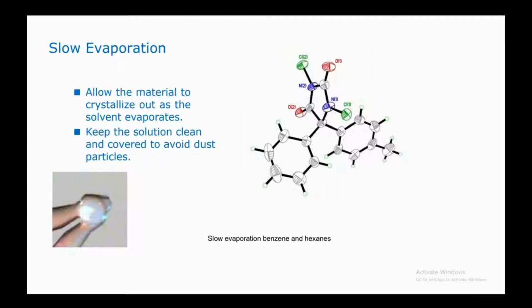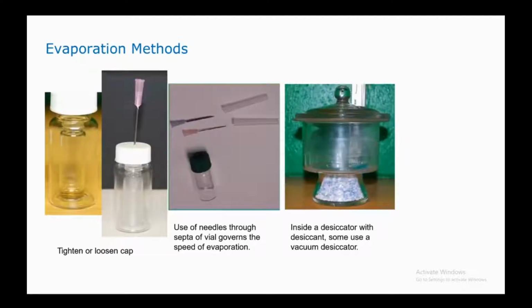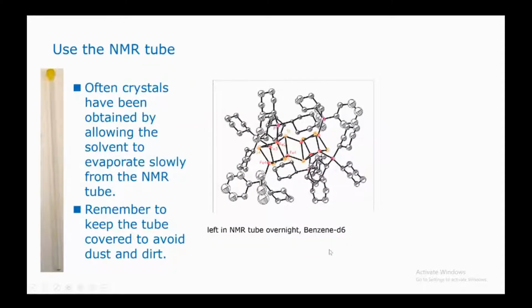Slow evaporation is really important for growing crystals. Allow the material to crystallize out as the solvent evaporates. Keep the solution clean and covered to avoid dust particles. Slow evaporation, benzene and hexane. Evaporation methods: tighten or loosen the cap, like in this figure. Use of needles through the septa of the vial governs the speed of evaporation. Inside a desiccator with desiccant, and some use a vacuum desiccator.